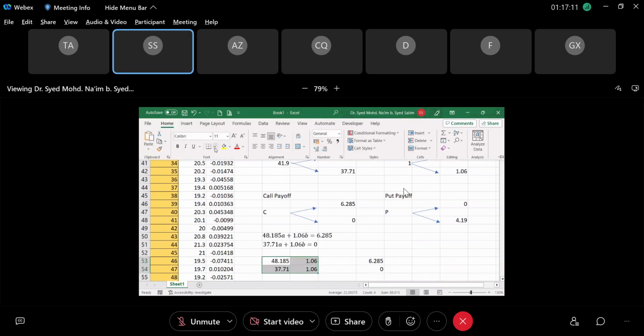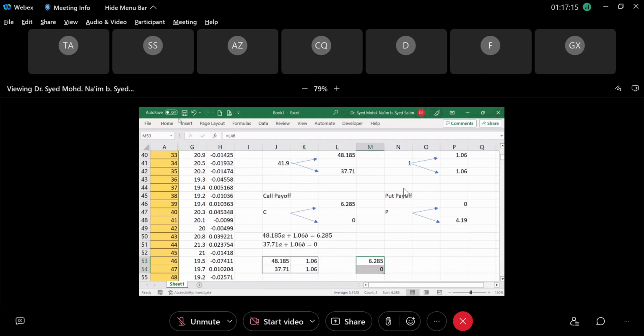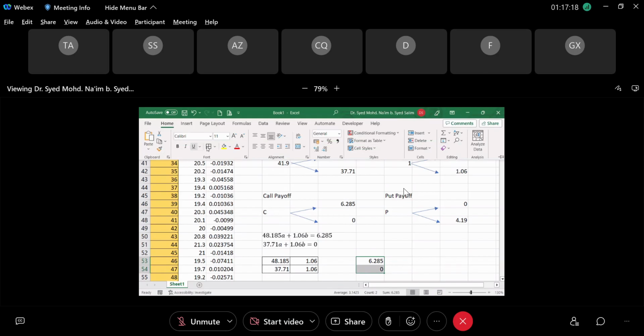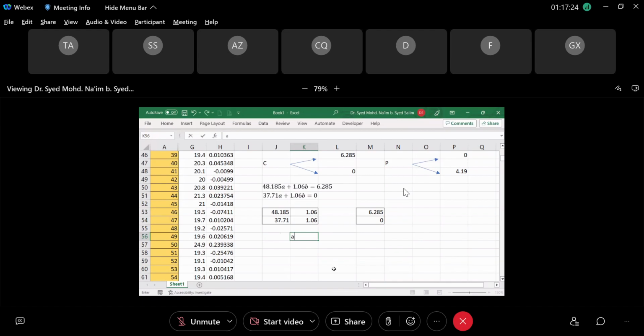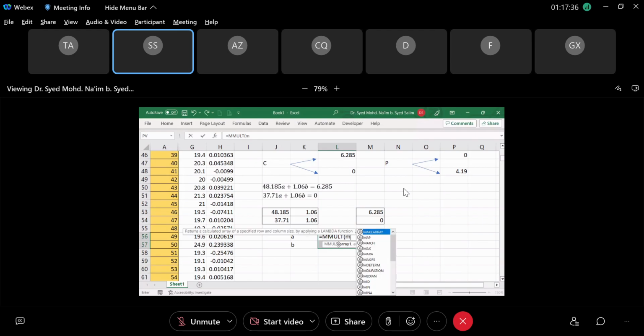Then form the matrix. You can find A and B. Go to matrix multiplication. First matrix inverse, then multiply with.